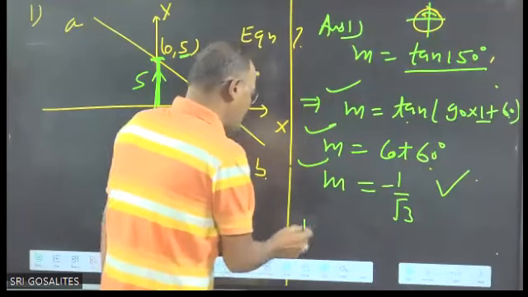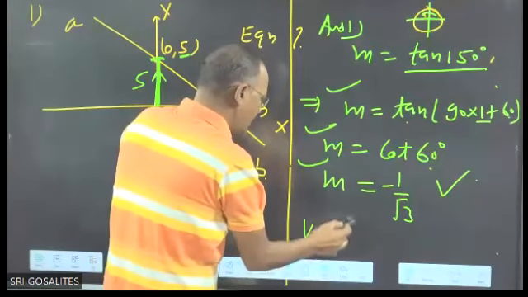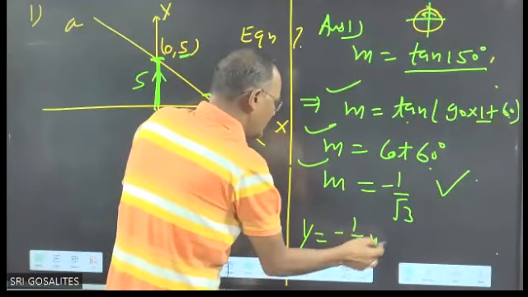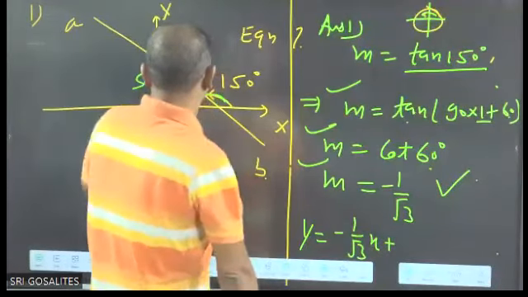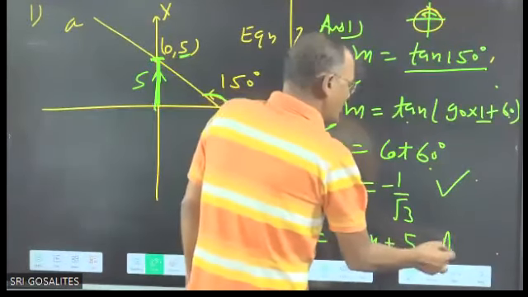Okay. So the equation will be the same as what we derived earlier. Minus 1 by root 3 x plus what was the intercept? 5. That's the answer. Go anywhere in the world.